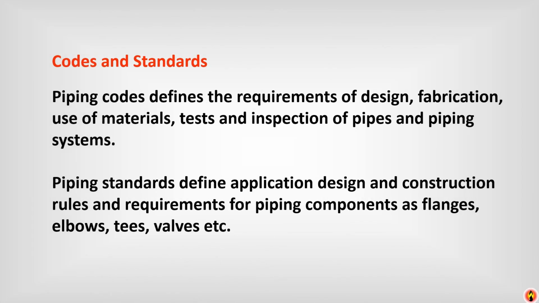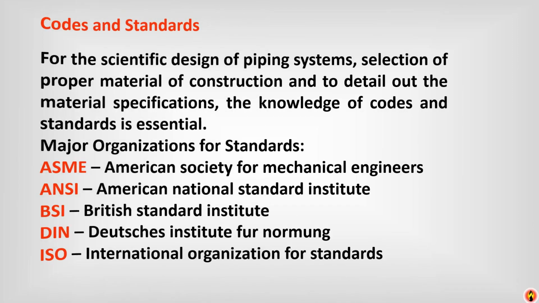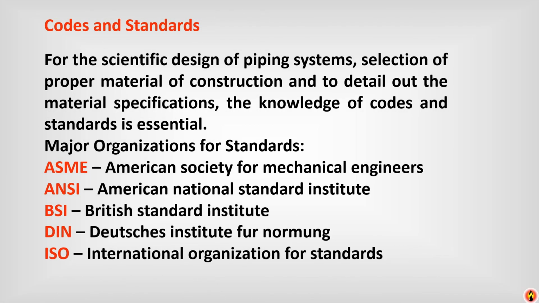Codes and standards. Piping codes define the requirements of design, fabrication, use of materials, test and inspection of pipes and piping system. Piping standards define application, design and construction, rules and requirements for piping components such as flanges, elbows, tees, valves, etc. For the scientific design of piping system, selection of proper material of construction, and to detail out the material specifications, the knowledge of codes and standards is essential.